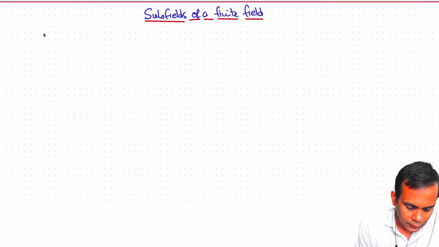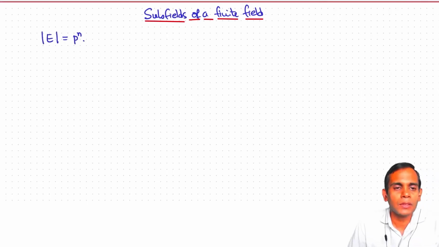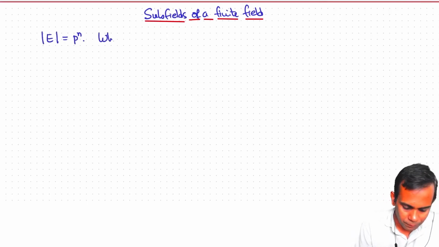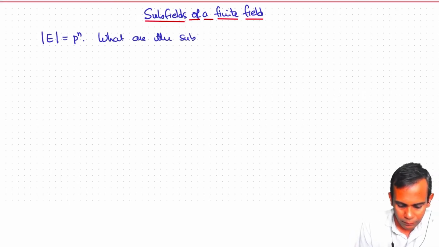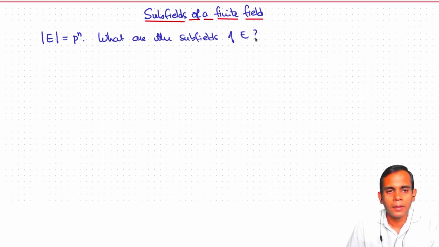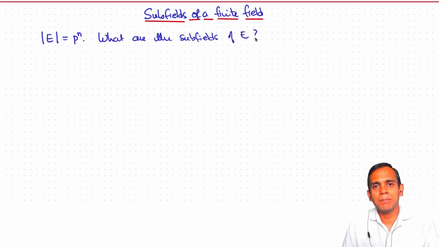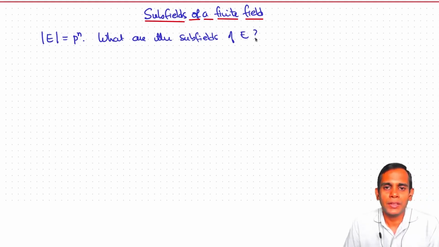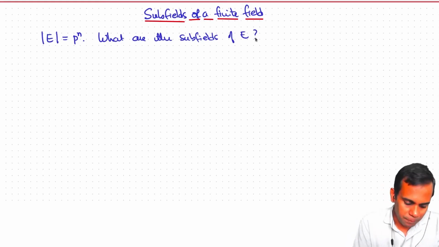Suppose E is a field of order p to the n. We ask, what are the subfields of E? Firstly, there's a fairly simple calculation that we can do to figure out the order of the subfields of E.